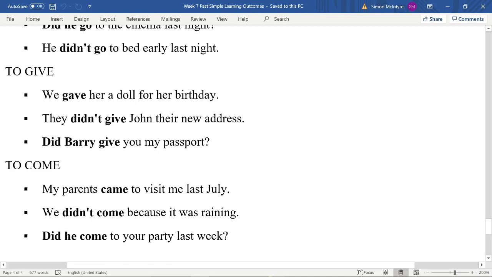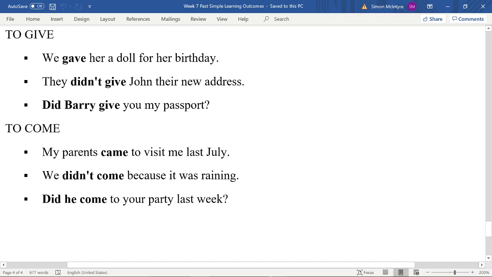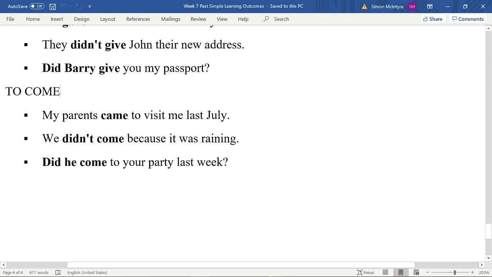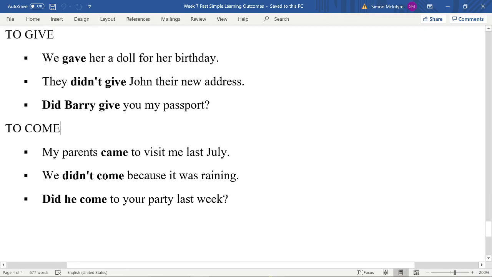Give, gave. Right? Question form: Did he give you my passport? Come, came. So this is often tricky for Korean learners as well. My parents came, we didn't come. Okay, so that's the presentation for past simple. Go through and study that by yourselves and familiarize yourself.